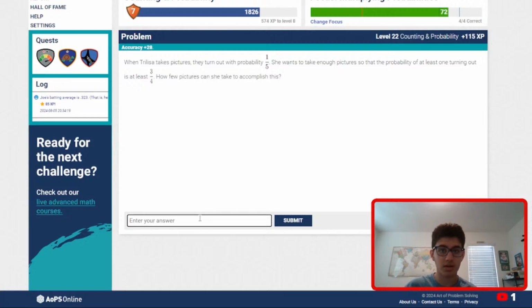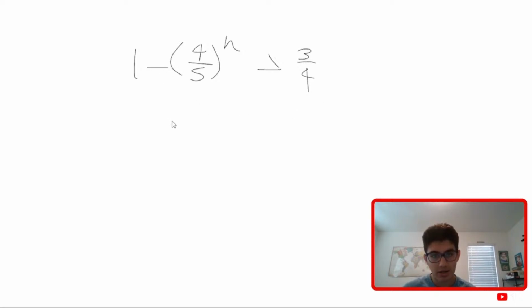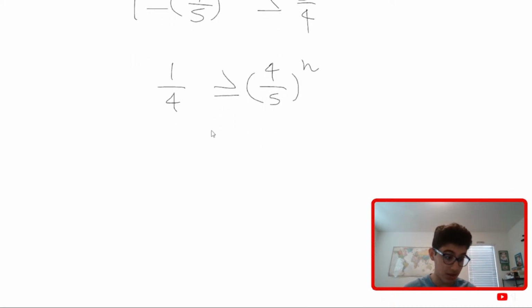They turn out with probability 1/5. So basically 1 minus 4/5 to some power is greater than 3/4. That's what we have. Well, we can actually just figure this out, right? We can add this here and subtract that. So you get 1/4 is greater than or equal to 4/5 to the n. We can actually make this even easier.